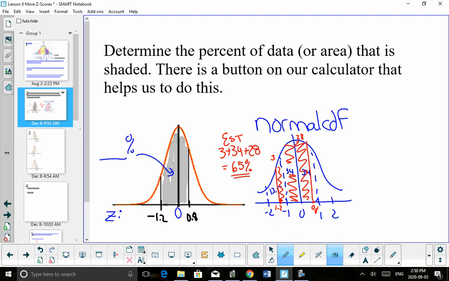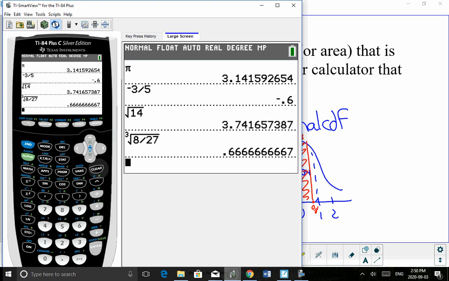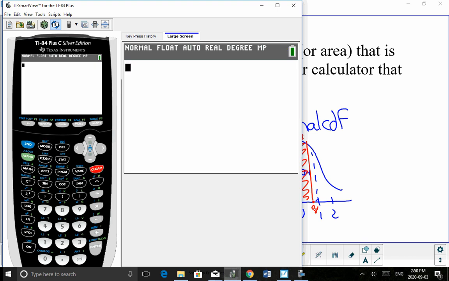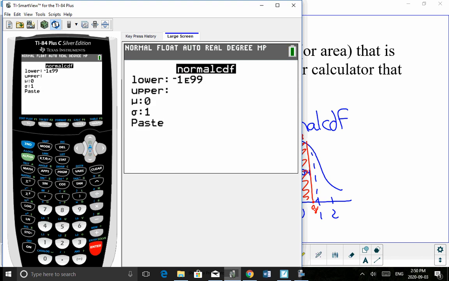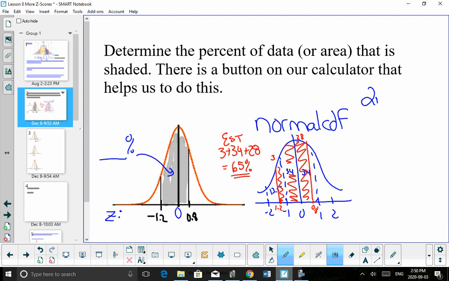But again, I want to find the exact number. So how I do that is on my calculator. What you do is you hit second and you hit vars. Second vars. And number 2 says normal CDF. Now, don't pick number 1. The PDF key and the CDF key are very different. So you always want to pick normal CDF. Okay. So I'm just going to write this down on here so you can have it. So you're going to go second vars, and then you're going to pick number 2 for normal CDF.